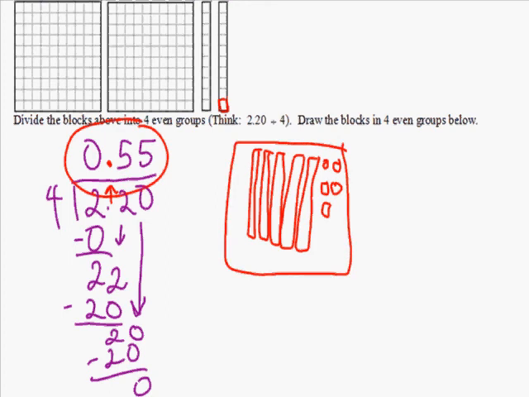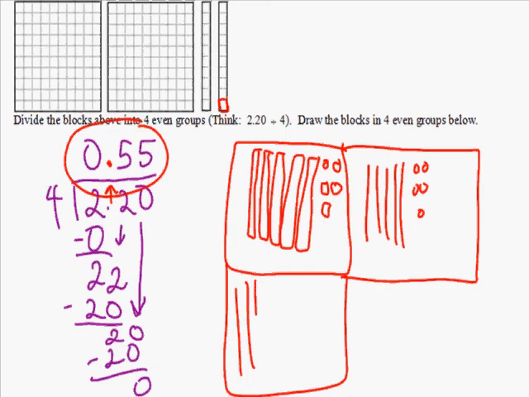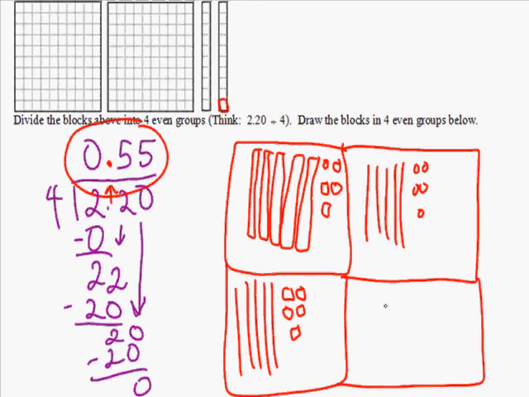Not done yet because I need to draw 4 groups. So I'm going to do the same picture 3 more times. I'm going to do this a little bit quicker because there's 1/10, 2/10, 3/10, 4/10, 5/10, and then 5/100ths. Let's do it another time, and one more time, each with 5 tenths and 5 hundredths.